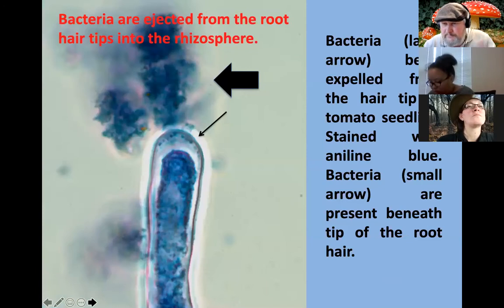The formation of root hairs is important because that's how those microbes are ejected back out into the soil, from the tips of the root hairs. This actually shows a root hair. And here you can see the microbes, this cluster of microbes at the big arrow where they're ejected. And you can see inside the root hair there are actually microbes in that tip.